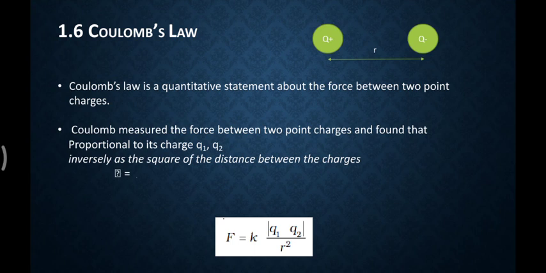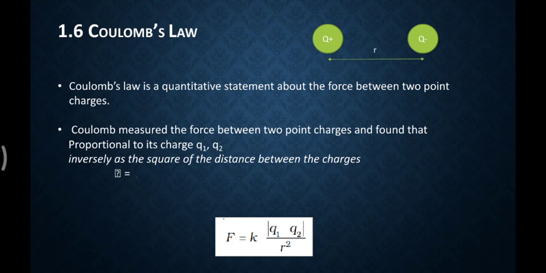Coulomb measured the force between two point charges and found that it is proportional to the charges q1 and q2: q1 is the charge of point charge number 1, and q2 is the charge of point charge number 2. The question mark that appears is an error in the PPT, not a problem. The force is also inversely proportional to the square of the distance between them. How far apart the two point charges are, the force is inversely proportional to the square of that.